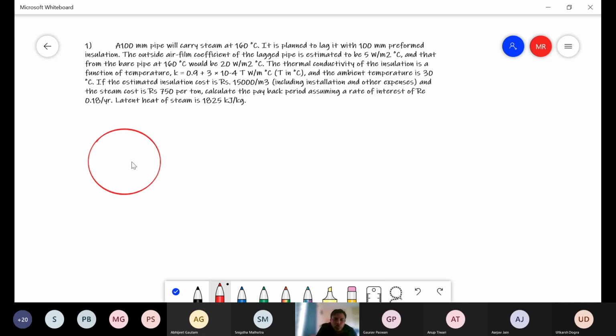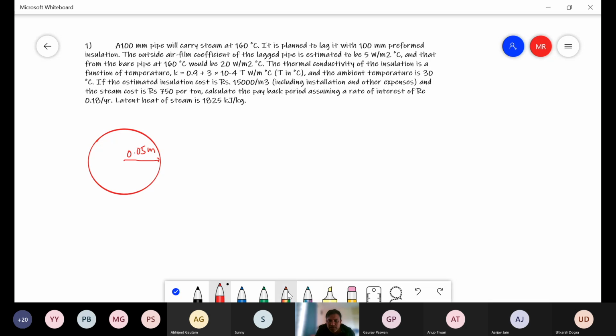So this radius is given as 0.05 meter. Do you all agree? The 100 mm diameter is there, so radius will be 50 mm, and 50 mm converted into meters is 0.05 m. Isn't it? Yes or no? Yes, sir.